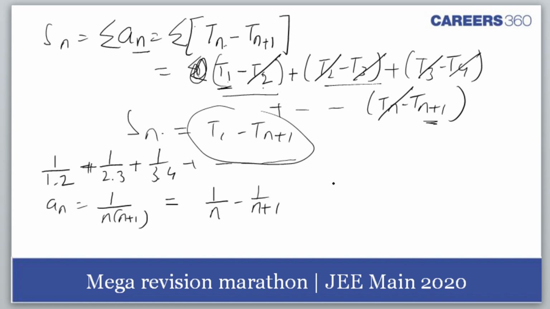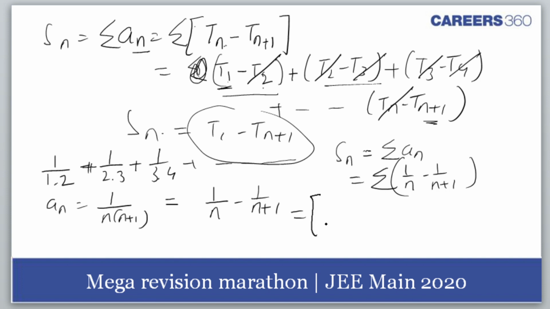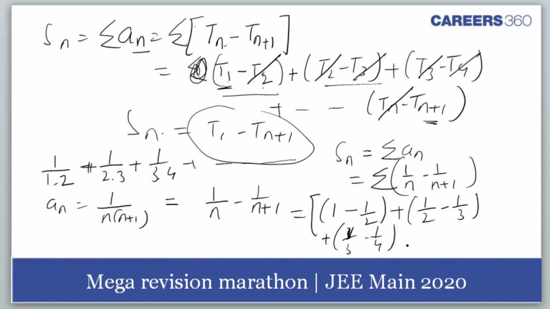Okay, then the sum to n terms would be sigma a_n. So that would be sigma of 1 by n minus 1 by n plus 1. When I expand it, first I put 1, so it becomes 1 minus 1 by 2. When I put 2, it becomes 1 by 2 minus 1 by 3. When I put 3, it becomes 1 by 3 minus 1 by 4. And so on till 1 by n minus 1 by n plus 1.